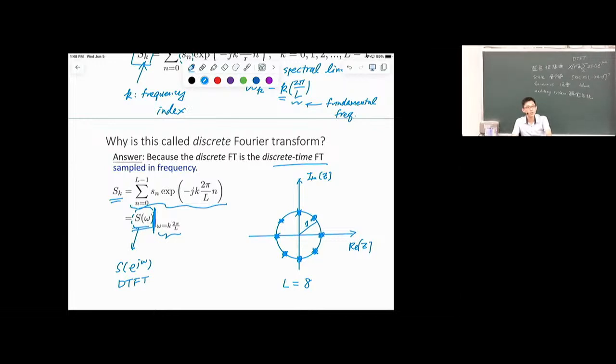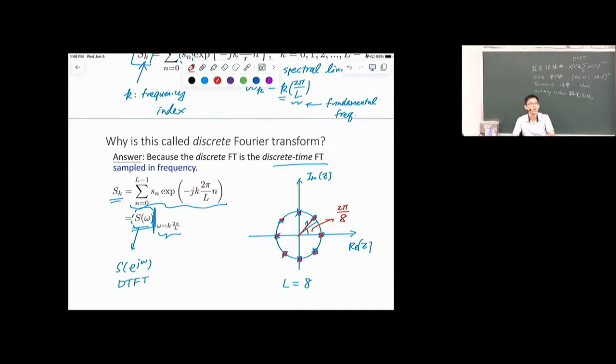So DFT is DTFT evaluated on discrete, equally spaced frequencies. You can see the spacing here is 2 pi divided by 8. We divide the entire frequency range into 8 equal portions, and then we can just evaluate DTFT at these exact 8 places, and that gives you the discrete Fourier transform.